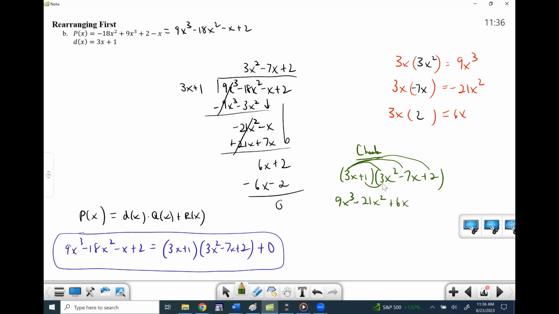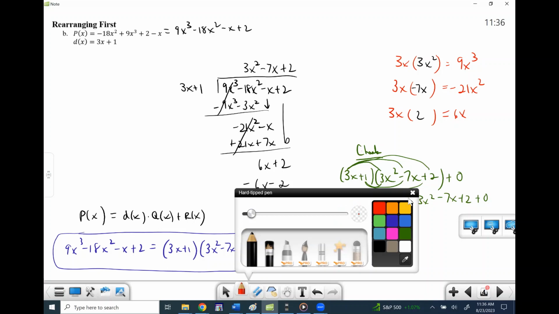Okay, now distribute the 1 in. And then, oops, don't forget the remainder. In this case, it doesn't matter. All right, so this is going to be 9x cubed.